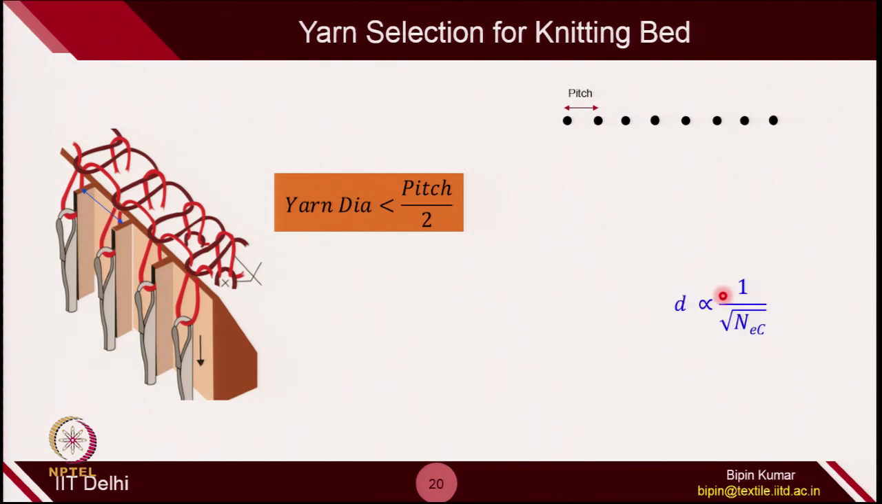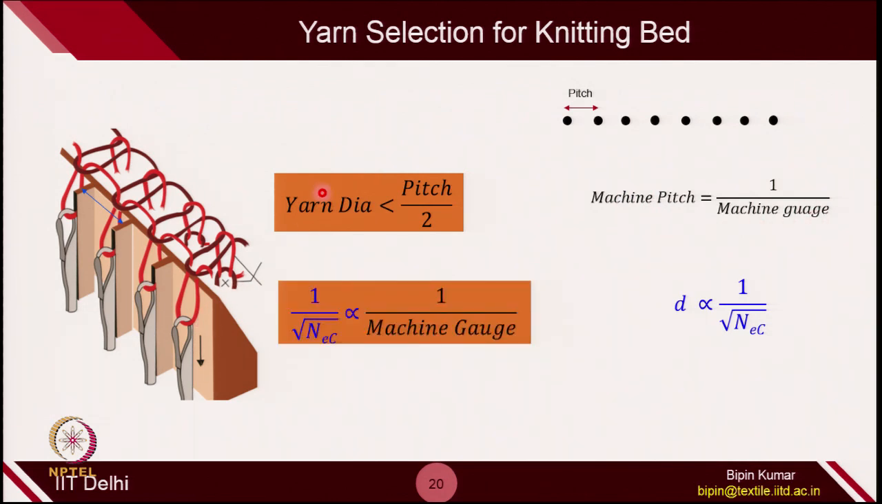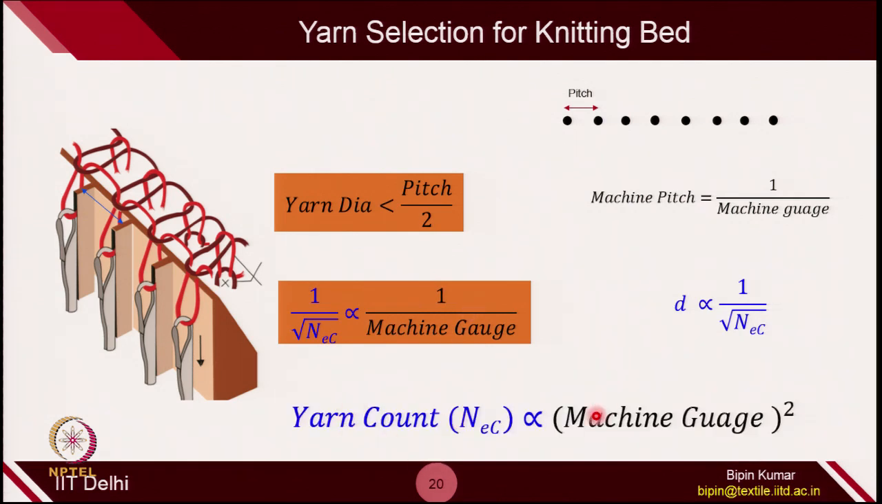Okay. Since the diameter is related with yarn count, 1 by root NeC, as you have seen in the previous slide, and machine pitch is related with 1 by machine gauge, if you replace yarn diameter with English count and pitch with machine gauge, this is the relation you will get. So, NeC is directly proportional to machine gauge. Again, after certain rearrangement, you will find yarn count is directly proportional to machine gauge squared. So, this is a relationship which exists.